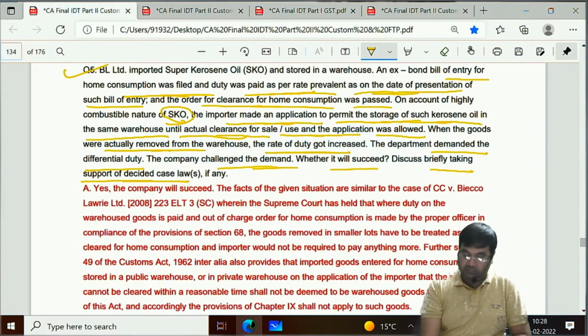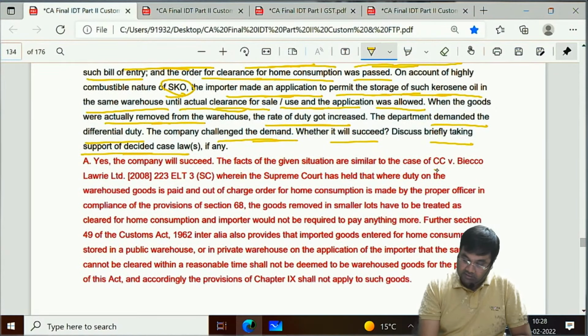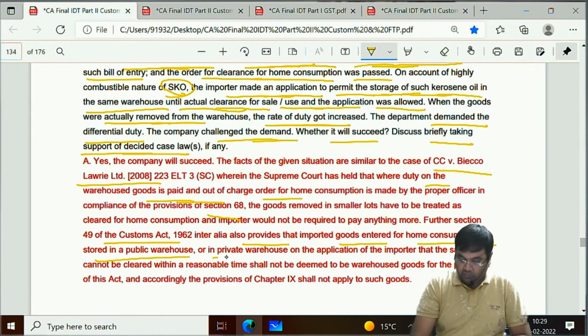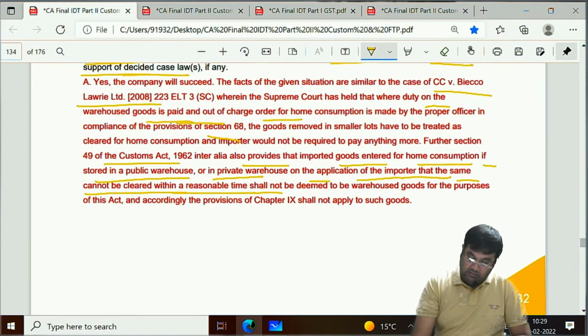Yes, a similar case law is there. CC versus Bioco Lolly Limited, where the Supreme Court held that duty on the warehouse goods is paid in the out of charge order according to section 68. Further, section 49 of the Customs Act, remember, warehousing without warehousing, provides that imported goods entered for home consumption, if stored in a public warehouse or private warehouse on the application of the importer that the same cannot be cleared within a reasonable time. So remember, warehousing without warehousing.